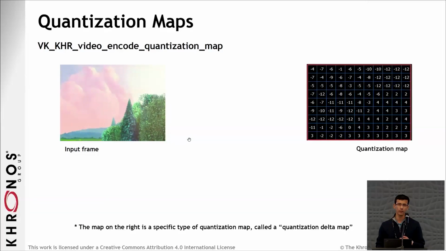That's done by having a quantization map like I have one here. This is a very specific kind of quantization map, a quantization delta map, where each element is a delta quantizer.